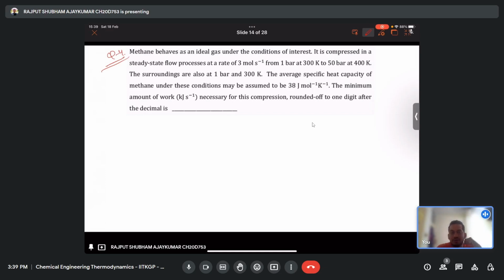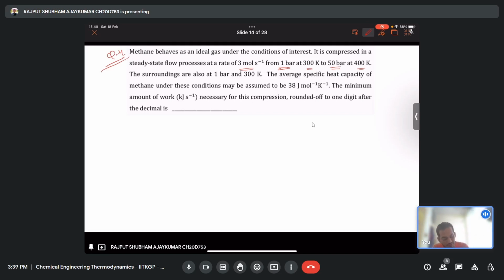It has been given that we consider an ideal gas, methane, and the conditions of interest. It is compressed in a steady flow process at a rate of 3 mole per second, from 1 bar to 50 bar and from T1 to T2, that is 300 Kelvin to 400 Kelvin. So we have been given P1, P2, T1, T2, and the rate of compression, 3 mole per second.